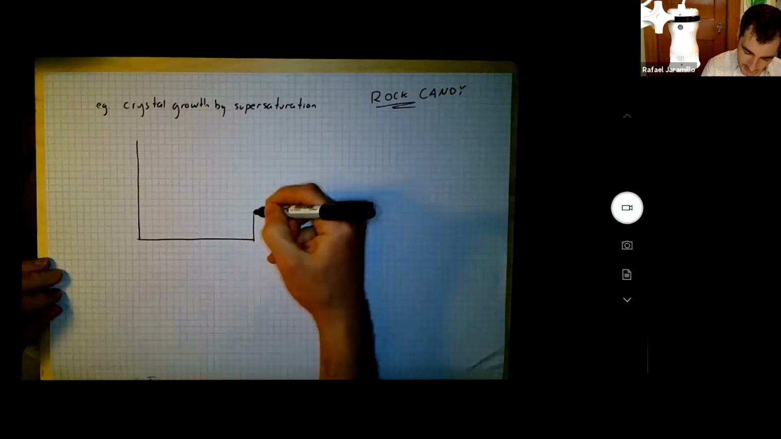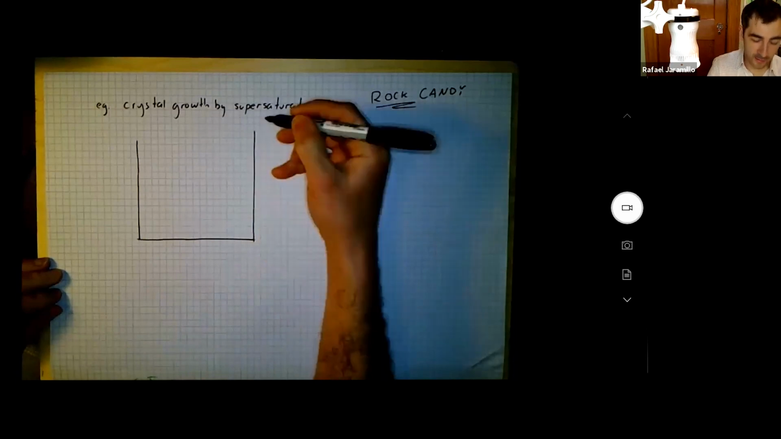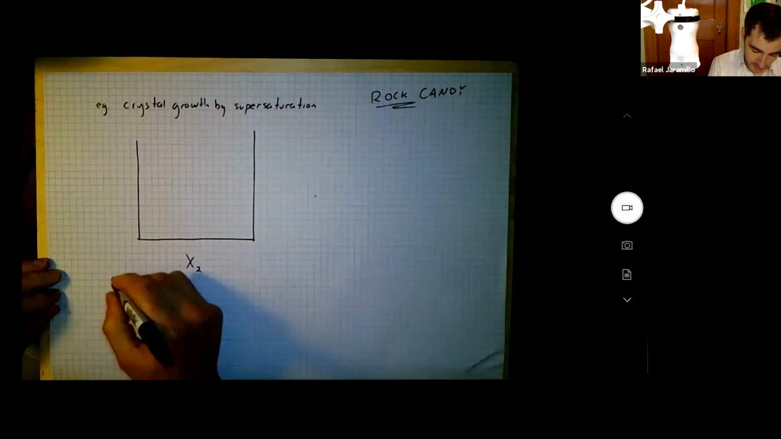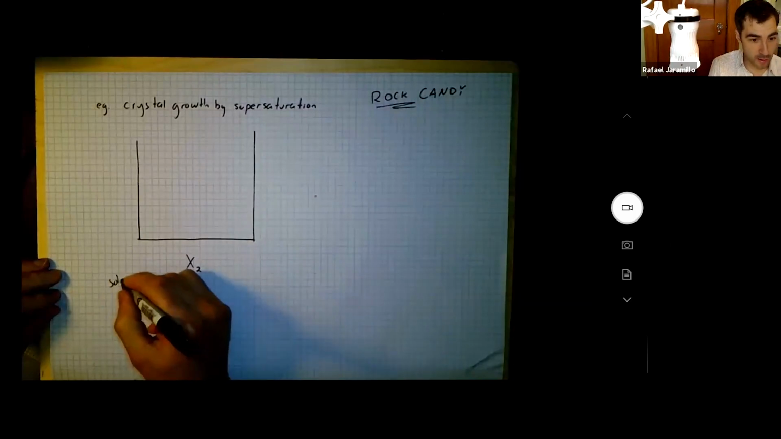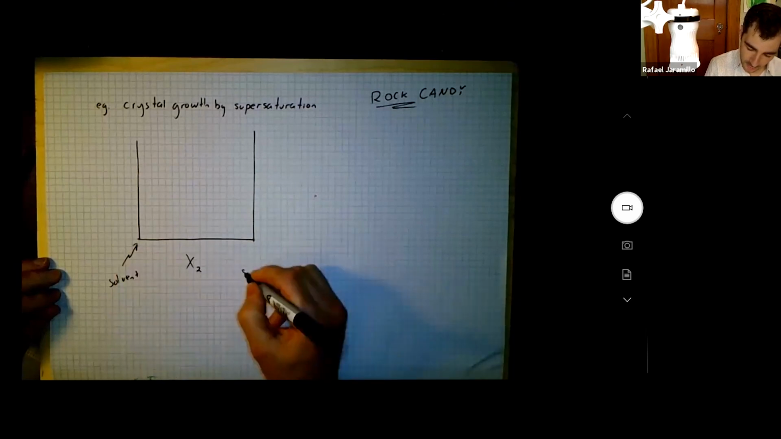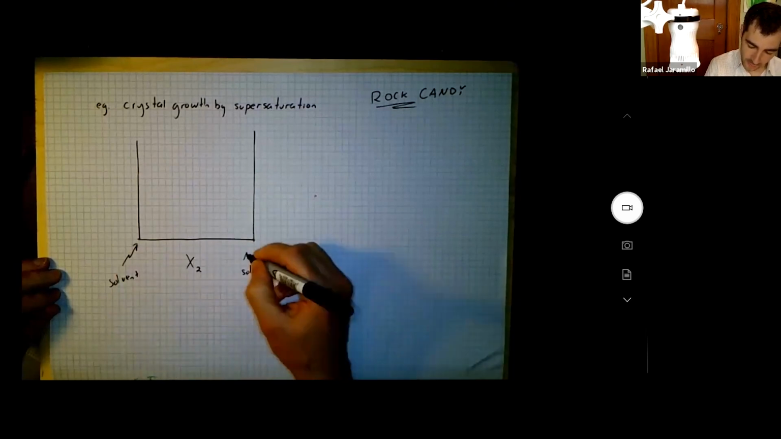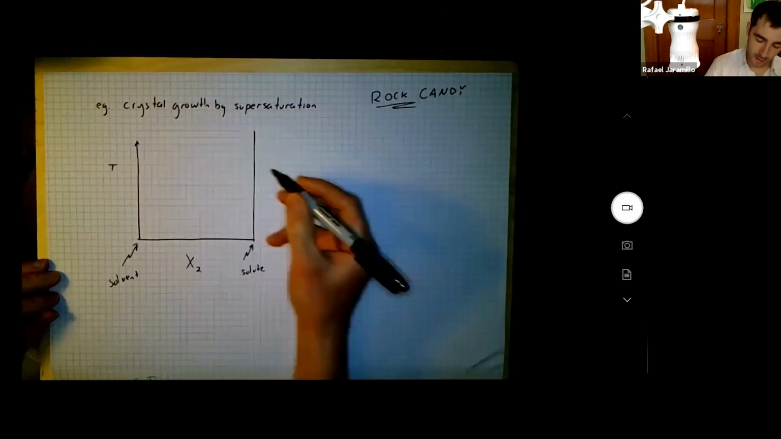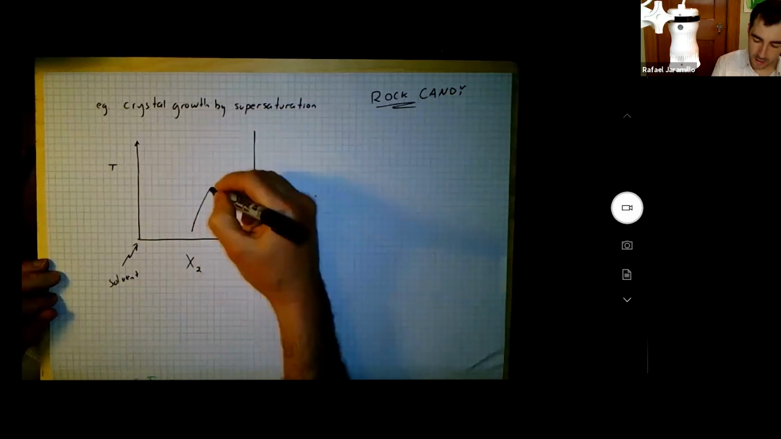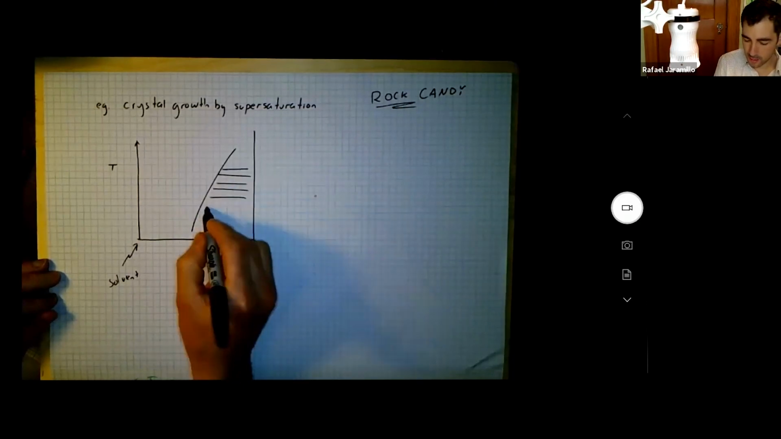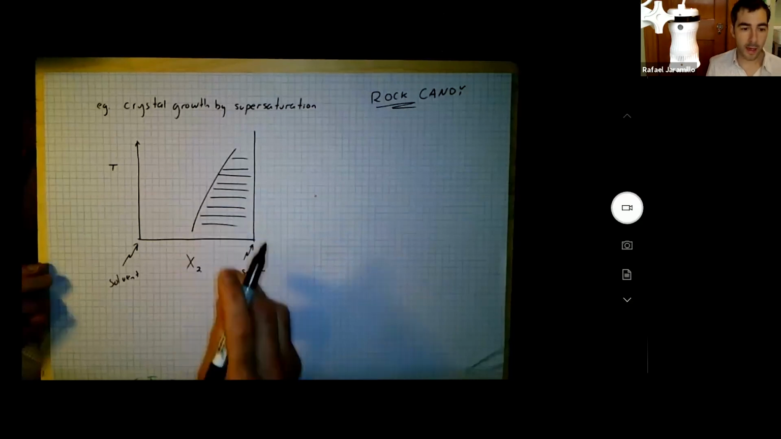So there's the same phase diagram. Here's X2. We'll call this the solvent. Keep the solvent on the left, solute on the right. And here's temperature. And here's a two-phase region with a solubility limit. And here's what I'm going to do.